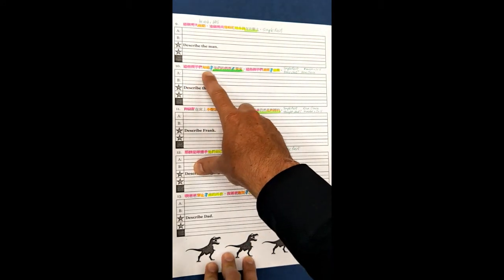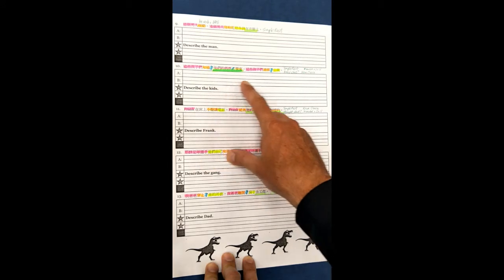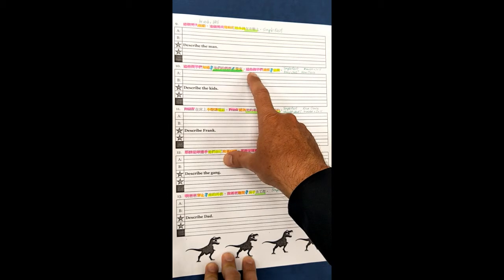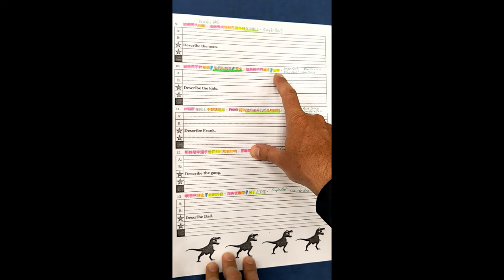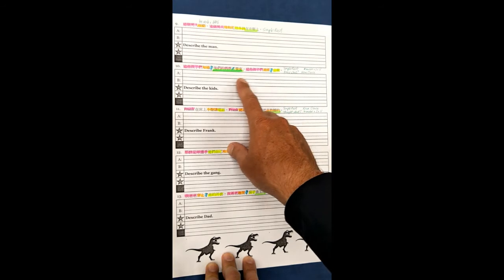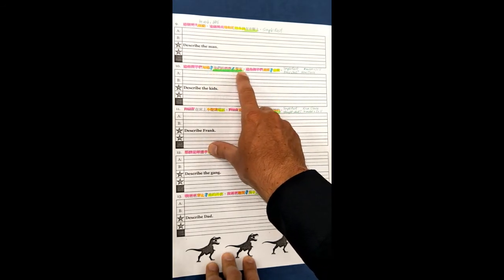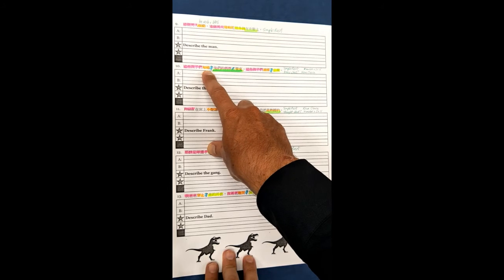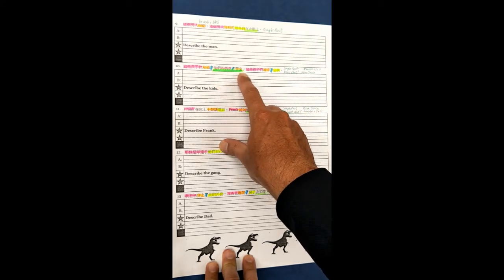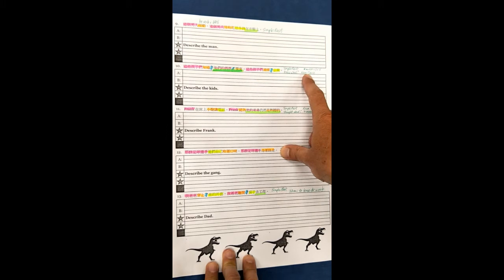Number 10, orange for the verb. Pink for the subject. Yellow for the object. This blue tells us the simple past. Now look at this. I underlined in green. It says knew. Knew what? We're going to use a noun clause. This is a noun clause. Remember, a noun clause is a marker plus subject plus verb.